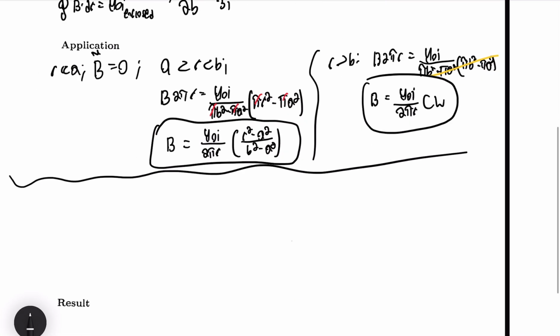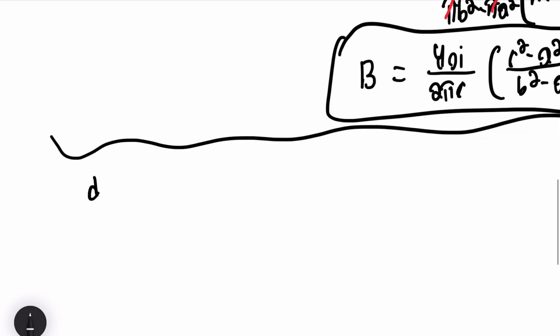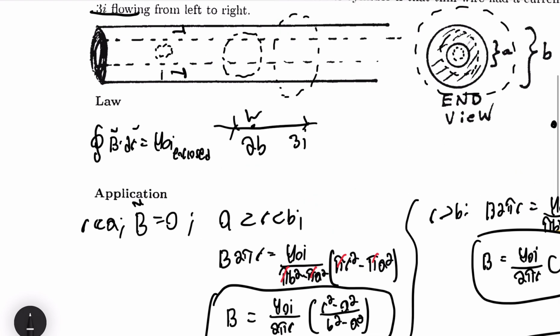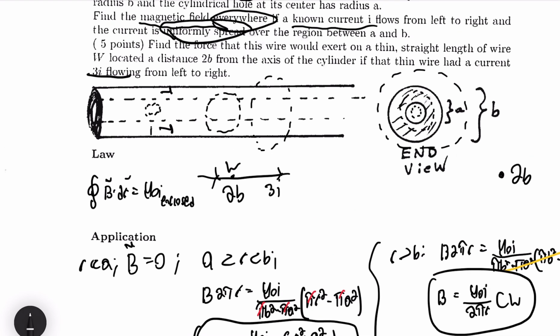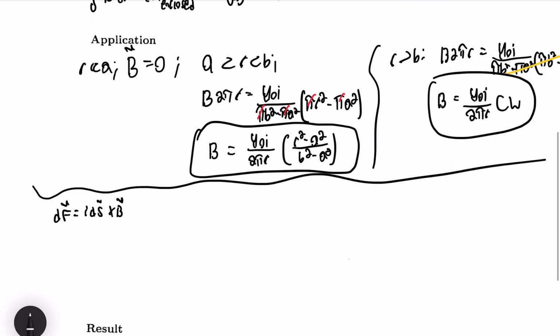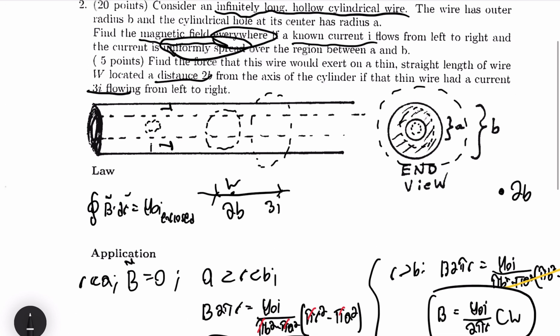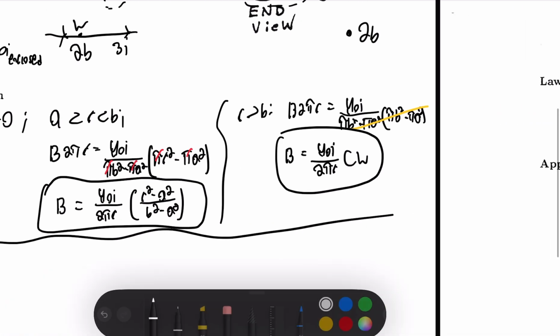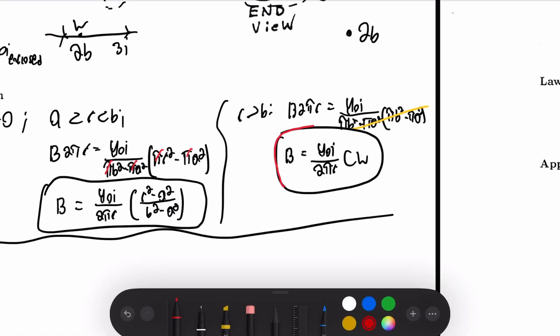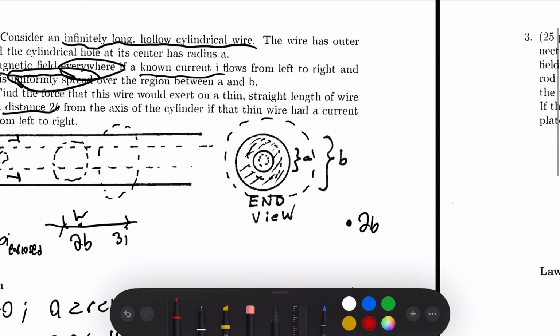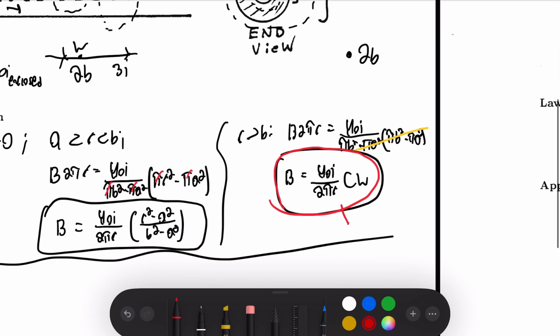So, for a wire, recall that the force is dF equals I ds cross B, right? But in this case, if we want to find B at a particular point of 2b, our radius, 2b is going to be when we're outside of the wire, right? So we're going to be using this equation, boxed in red. If we want to find a particular point 2b, our radius is going to be 2b, right?